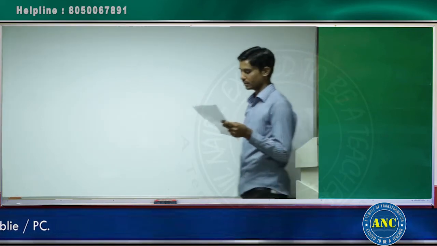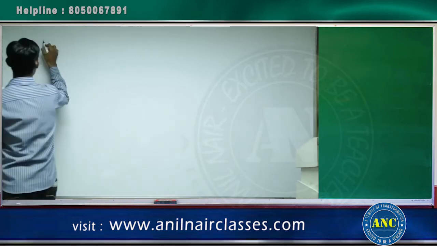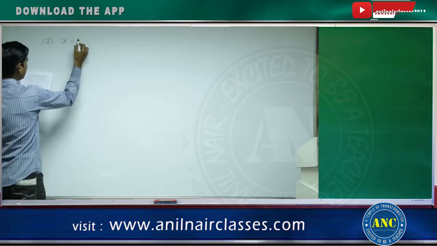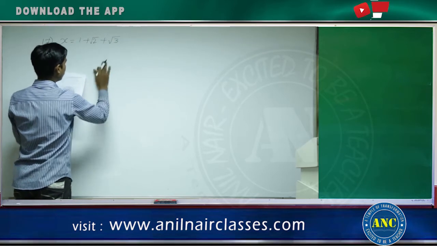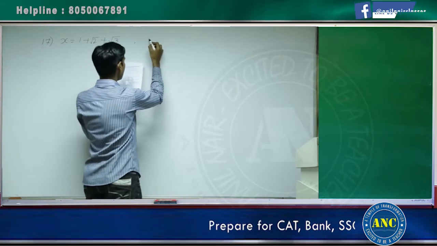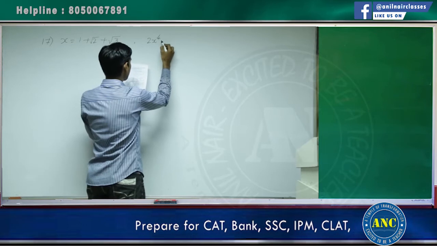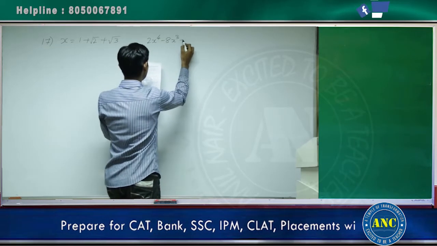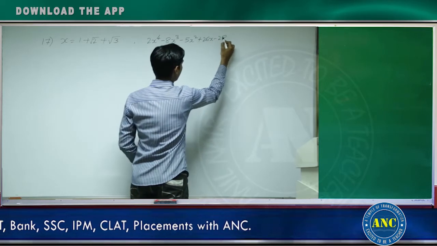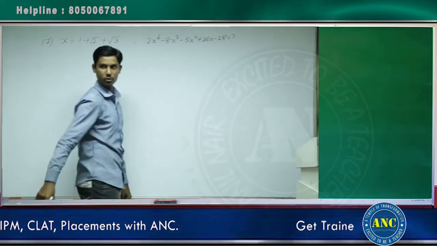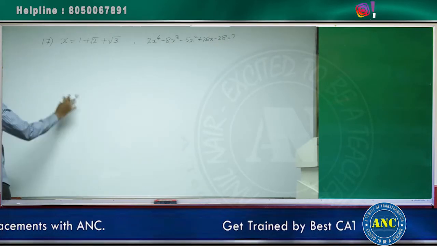Seventeenth one. Now see here. The question is, if x is equal to 1 plus root 2 plus root 3, find the value of 2x power 4 minus 8x cube minus 5x square plus 26x minus 28. This value we need to find, right? Now see here. Let us solve it.